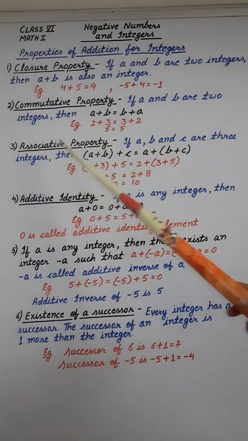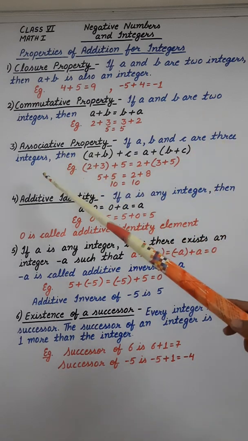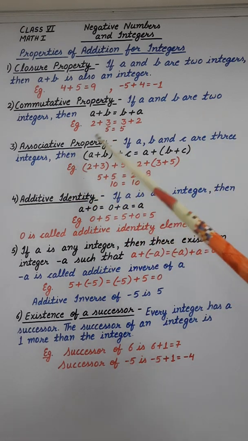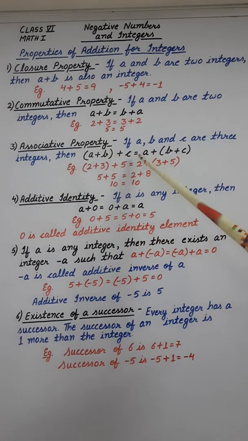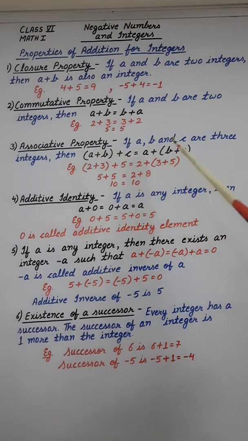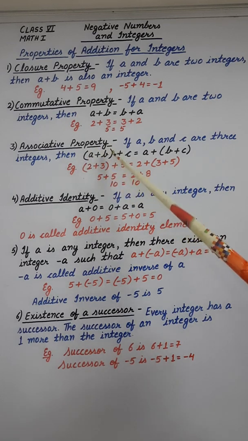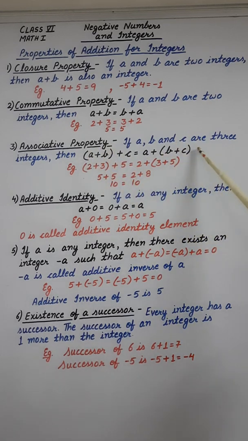Number 3, associative property. If a, b and c are three integers, then (a plus b) plus c is equal to a plus (b plus c). That means here we are changing the place of bracket. Here bracket is on first two numbers and here bracket is on last two numbers.